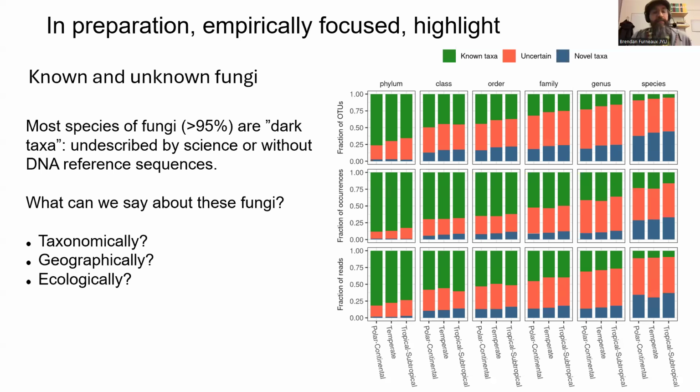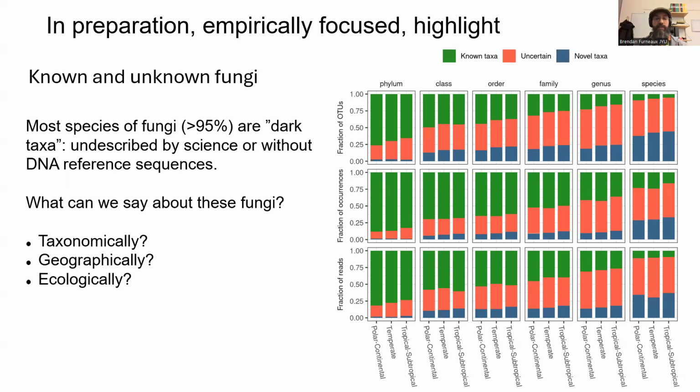Hi. So this is another paper, again based on this GSSP, although similar analysis will also be able to be done in LIFEPLAN for both the fungi and the arthropods. This is dealing with the issue that most of the species of fungi are what we call dark taxa, which means that either they've never been described by science or we don't have a reference DNA sequence, so we can't link that name to a DNA sequence.